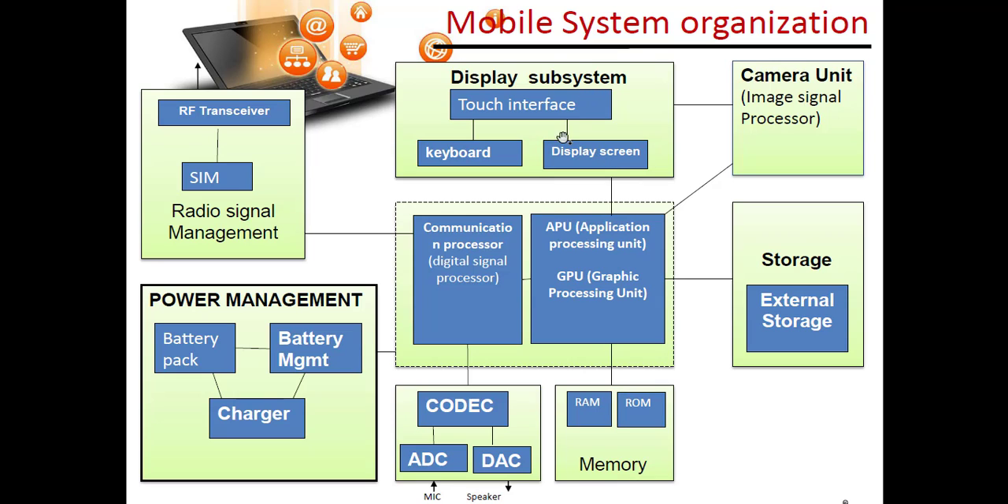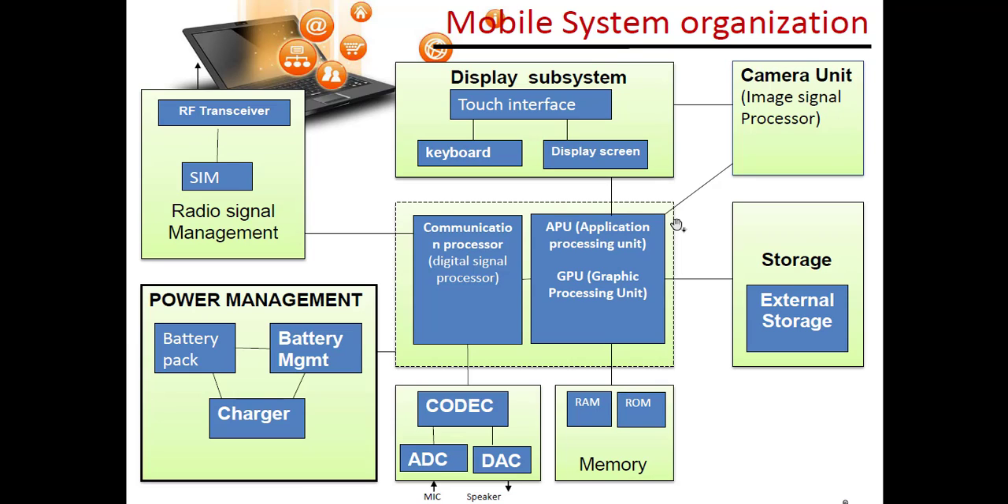Let's move to the display subsystem. This system is responsible for providing all display facilities, the touch sensitive interface and touch sensitive keyboards. And the next one is the camera unit. This camera unit is responsible for taking all the images that we take in our phone. All the videos that we take in our phone are taken by this camera unit. So it interacts directly with the APU and GPU.